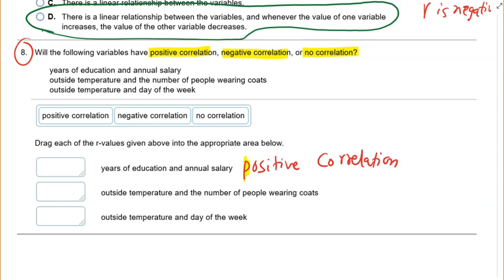And the second one, outside temperature and the number of people wearing a coat. Think about that. If the outside temperature is higher, the number of people wearing coats is less, because a higher temperature is hot, therefore few people wear a coat. But if the outside temperature is low, this is cold, that means the number of people wearing a coat is more. Therefore these are negative correlation.